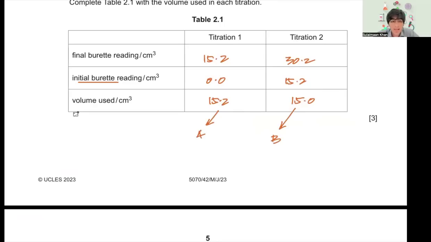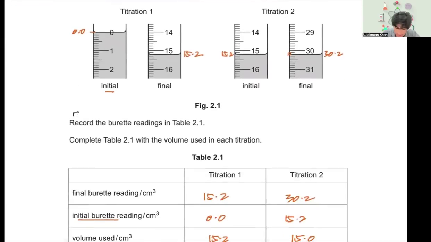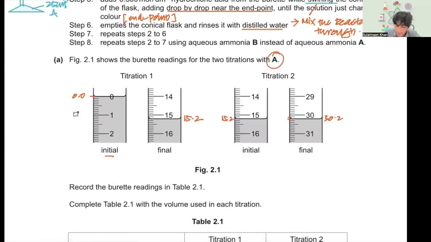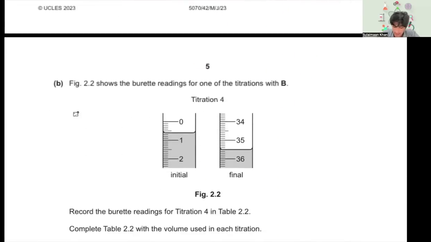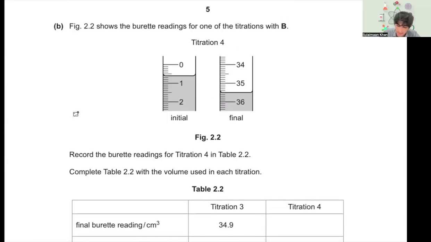Now, my question to you guys is, which of these two are more concentrated? Sorry, this is for A. These are both for A, my bad. That's for A. For B, you have to look at the other two experiments. That's for B, that's the titration with B.